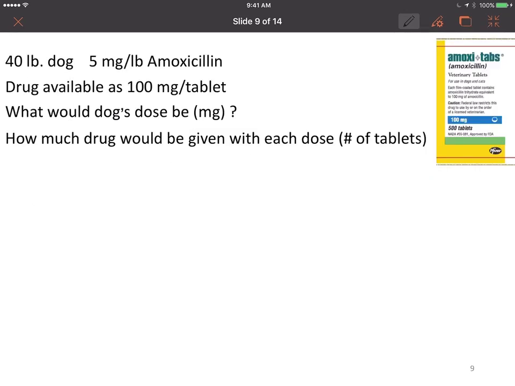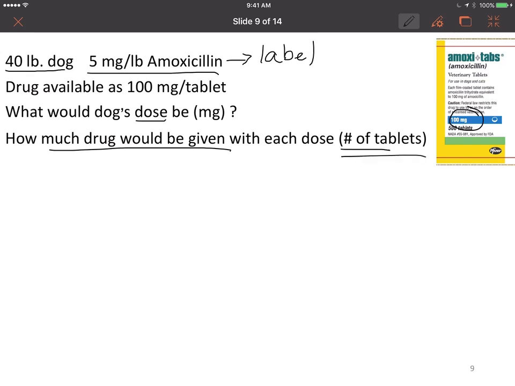Here's another example. Using the amoxicillin tablets, we have a 40-pound dog. The order is for 5 mg per pound of amoxicillin, which is a label dose. The drug is available at 100 mg per tablet, and it asks what's the dog's dose and how much drug will be given, how many tablets. Why don't you try this yourself? Pause the video, and when you come back, I'll go over it.